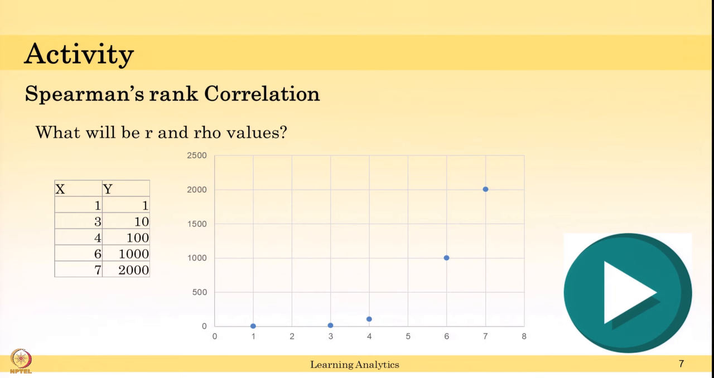No need to do mathematical computations. Instead, based on your understanding till now, try to find out the correlation coefficient between these two variables. Maybe the linear relationship will connect some lines like this, and there might be some different points. Can you guess the rho and R value after doing that?